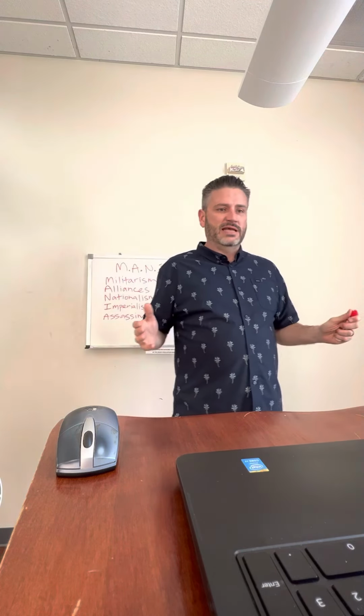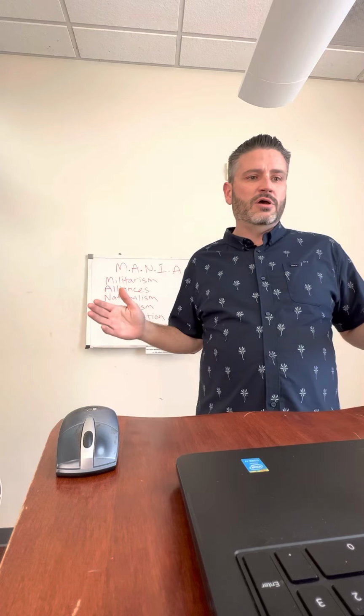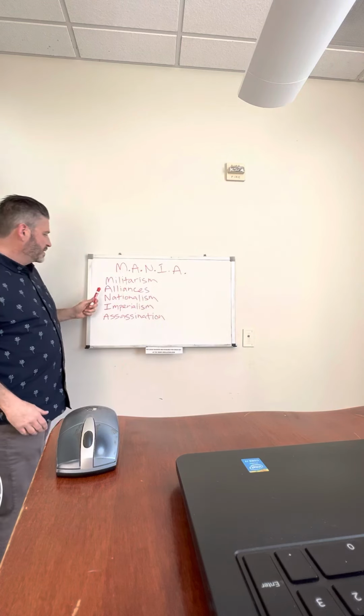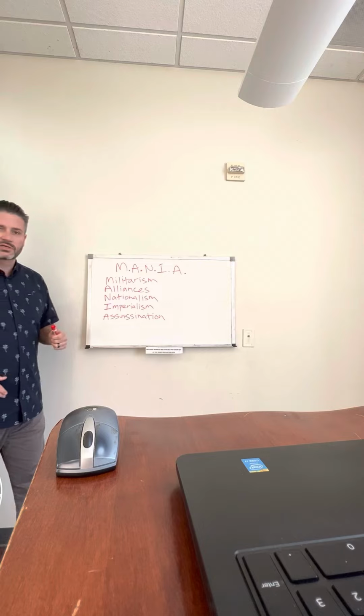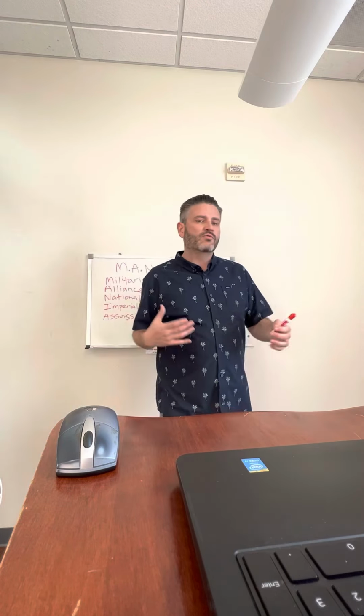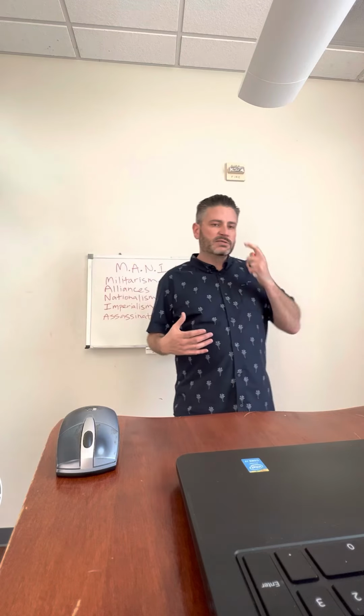Prior to that, though, I want to get into the idea of mania, right? Everybody knows what mania is, right? It's like, I'm crazy, I'm a maniac. Yes, there is that, and it's a psychosis problem. But mania in this text is an acronym: militarism, alliances, nationalism, imperialism, and assassination. This is a good thing to remember when you're trying to recall the breakdown of World War I and why it happened. We'll discuss these more in detail.